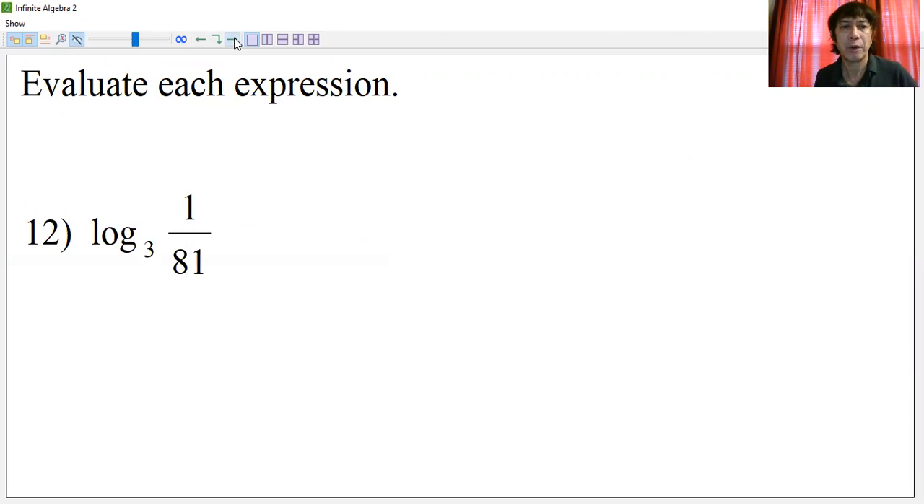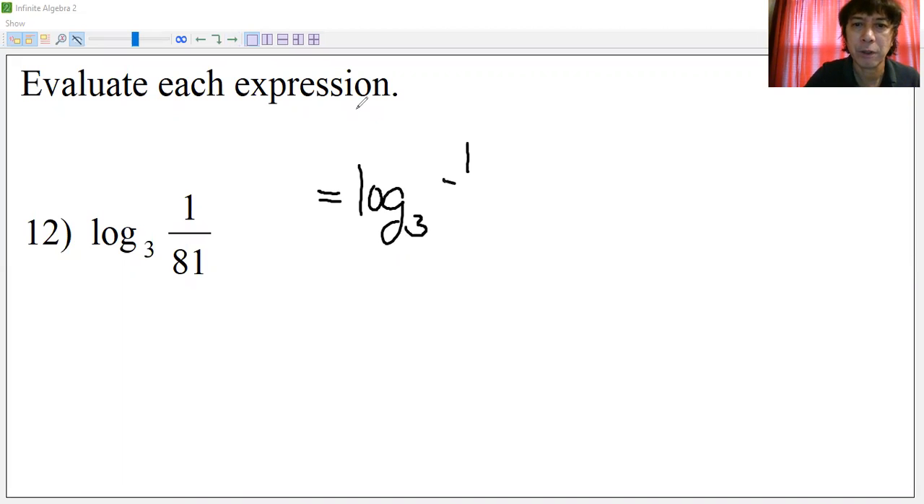Logarithm of 1 over 81 base 3. Okay. Again, 81 can be expressed as a power of 3. And we can write this as 3 to the 4th. Okay. 3 to the 4th. And so we shall proceed with our solution like this. Logarithm to the base 3. We can write 81 as 3 raised to the power of 4. That's equivalent to 9 times 9, and that's 81.